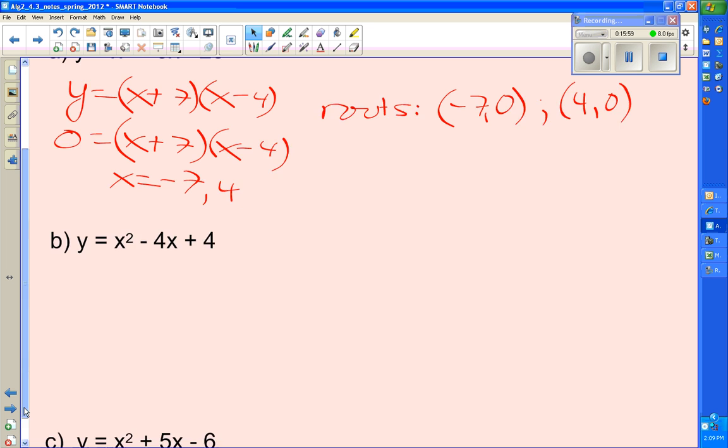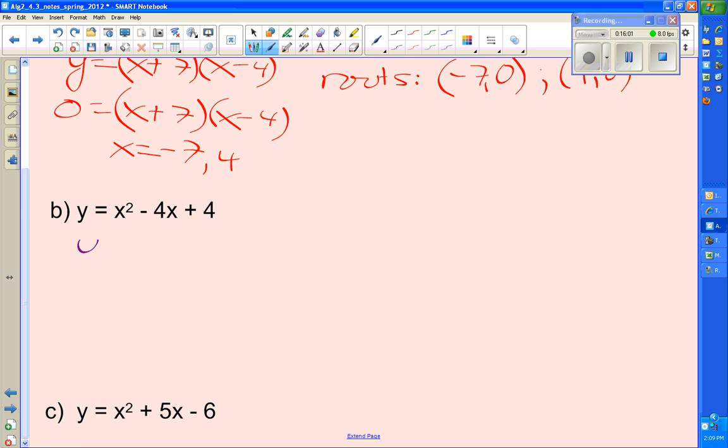The B question here is a PST. Y equals x minus 2, quantity squared. That fast to factor. If you can't factor it that fast, you are behind.